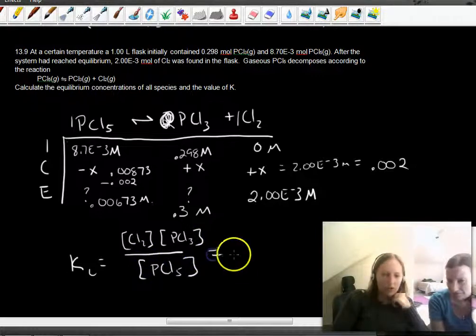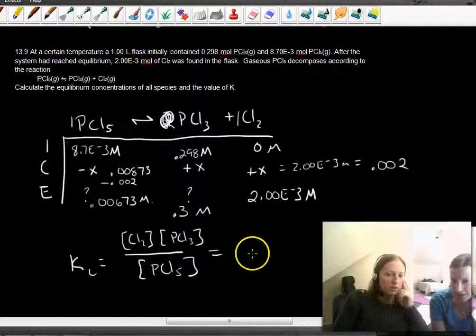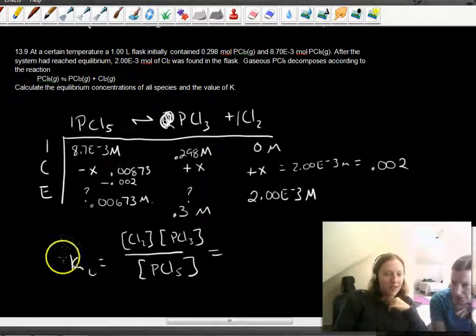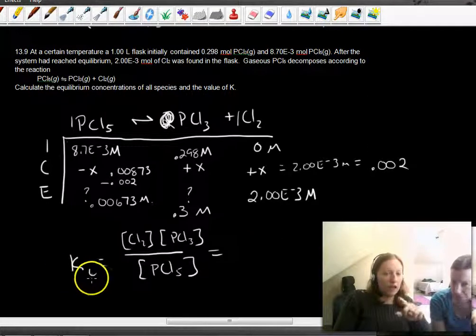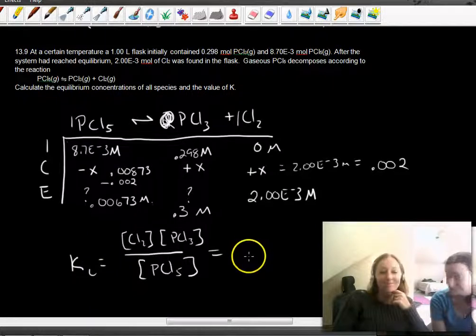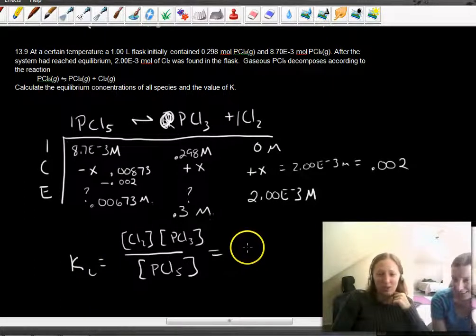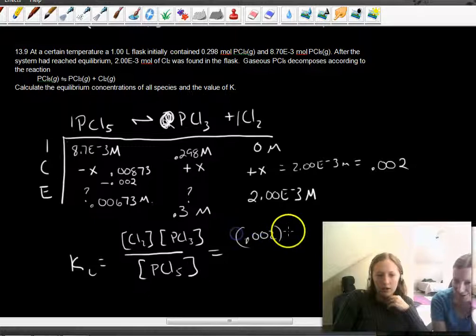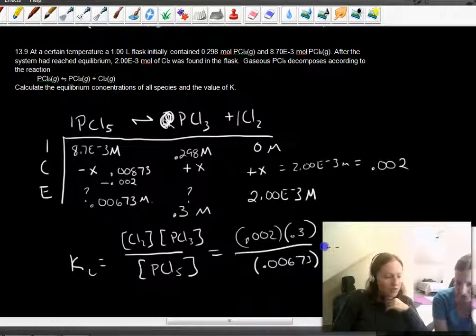Now, what numbers should I put in here? Equilibrium numbers, because K is the equilibrium constant. If I had been mean, I could have made you calculate Q, too. That comes later. 0.002 times 0.3 divided by 0.00673, and that equals 0.0896.